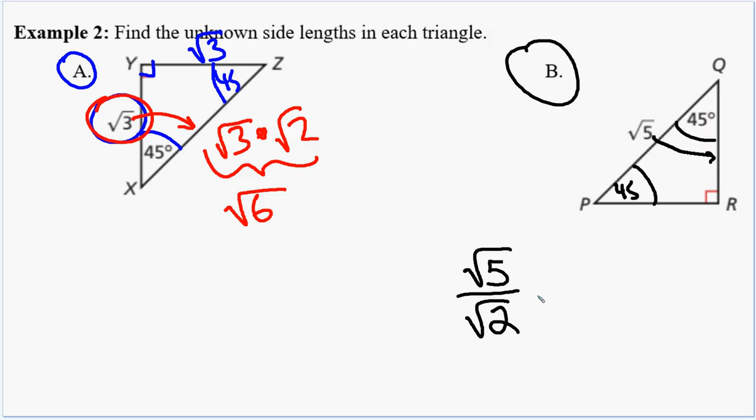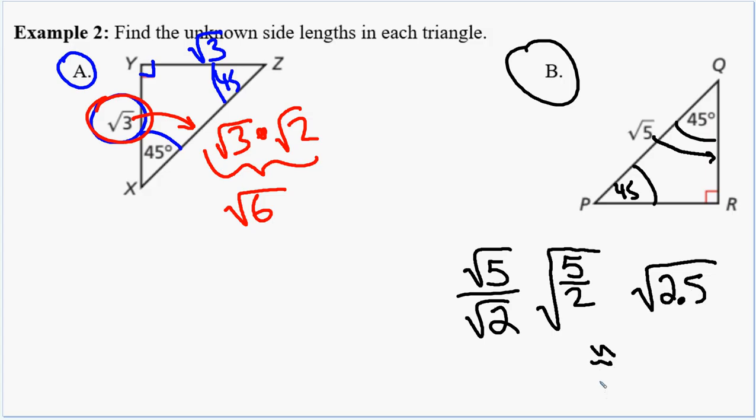Now, this is fine here, but since it's a square root divided by a square root, we could make one big root of 5 over 2. If you don't like fractions, you prefer decimals, the root of 2.5. Or we can plug it in the calculator and get an approximate decimal, about 1.58.